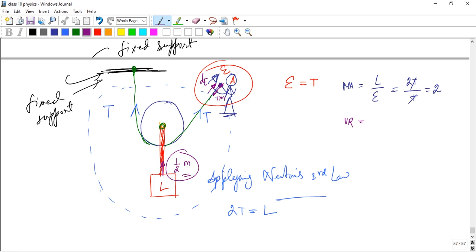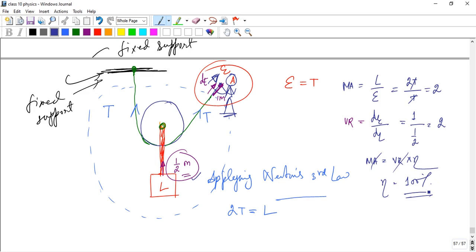If the effort distance is 1 unit, the load moves half a unit. So here we see that the velocity ratio is equal to the displacement of effort divided by the displacement of load. The displacement of effort is 1 and the displacement of load is half, so that is 2. So the velocity ratio is also 2, and the mechanical advantage is also 2. So what is eta? You know that MA equals VR times eta. So eta equals, both are the same, so they cancel each other, 100%.